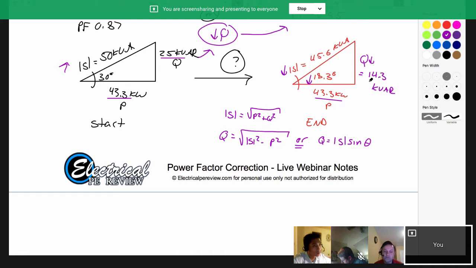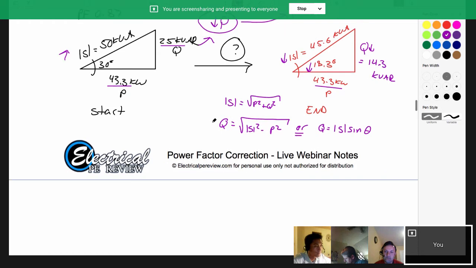So how do we find out how much we have to reduce them by? Can't we just subtract them? So let's look at this.